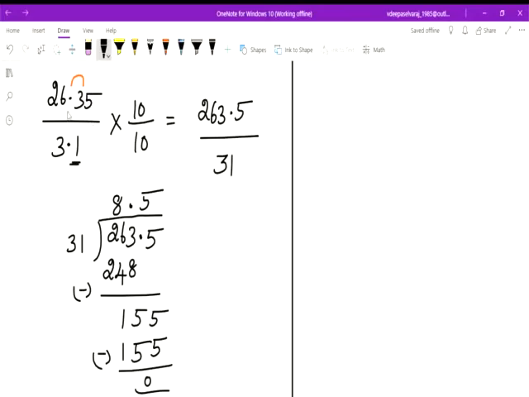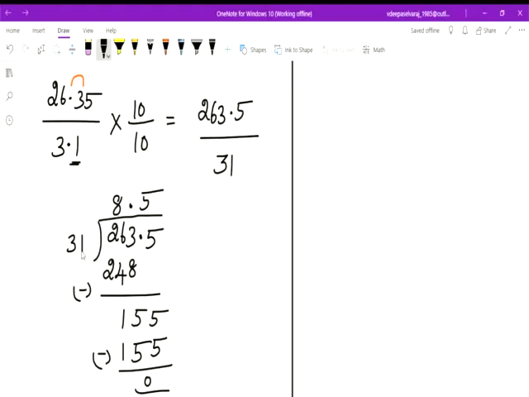Okay, children. So 26.35 into 10 you get 263.5, divided by 3.1 into 10 you get 31, because while multiplying the number with 10, the decimal places shift one place to the right hand side. So that's why you're getting 31. Now you divide this in 263. How many 31s are there, children?